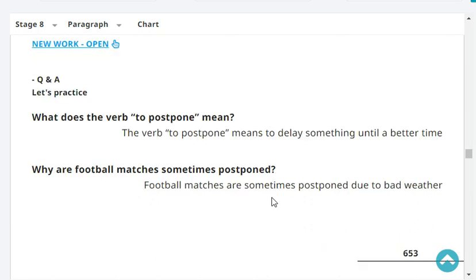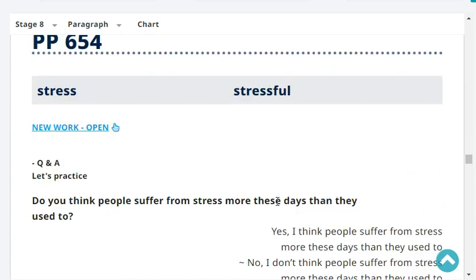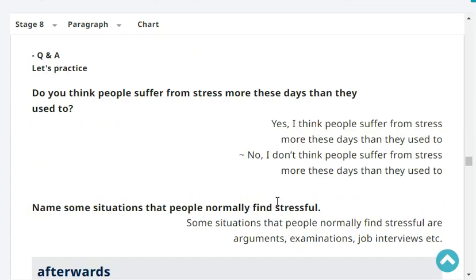Why are football matches sometimes postponed? Football matches are sometimes postponed due to bad weather. Very good. Do you think people suffer from stress more these days than they used to? Yes or no?